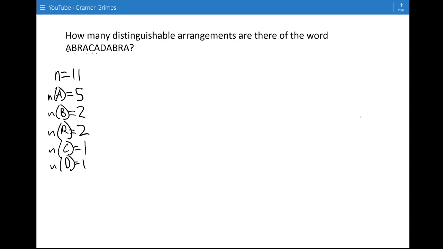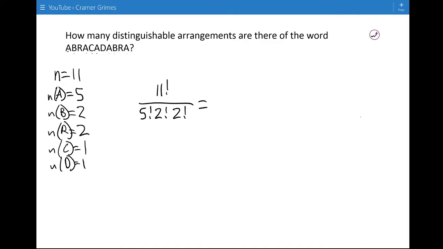Chucking this into our formula, that would be 11 factorial all over the total factorials of the objects that were indistinguishable. So that would be 5 factorial, 2 factorial, 2 factorial. I'm not going to write the two 1 factorials. Each one of those would just give me 1.